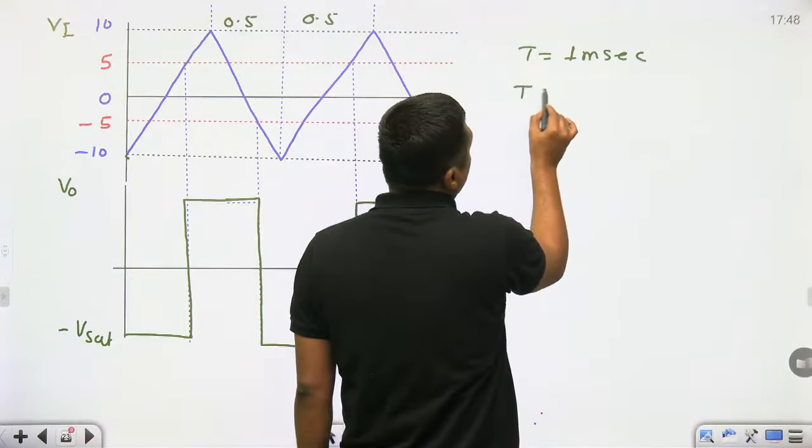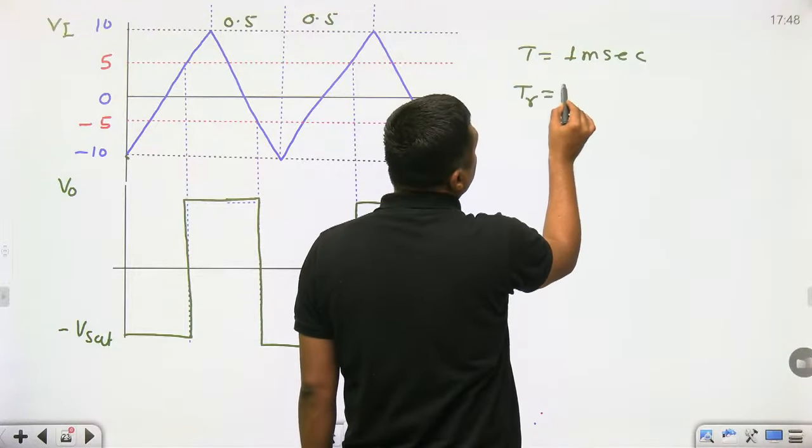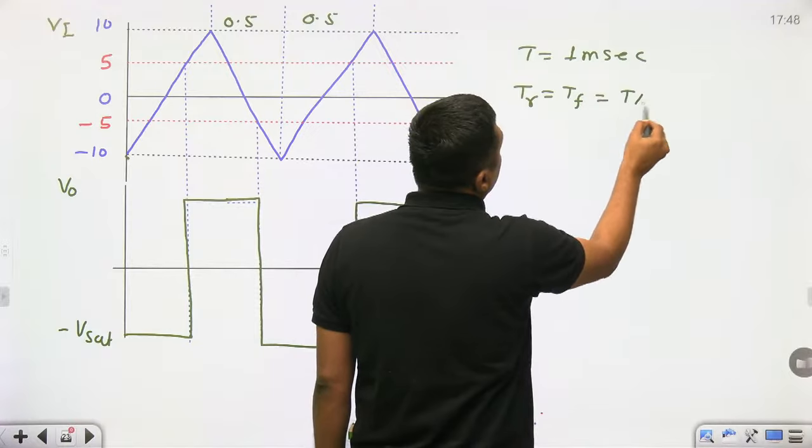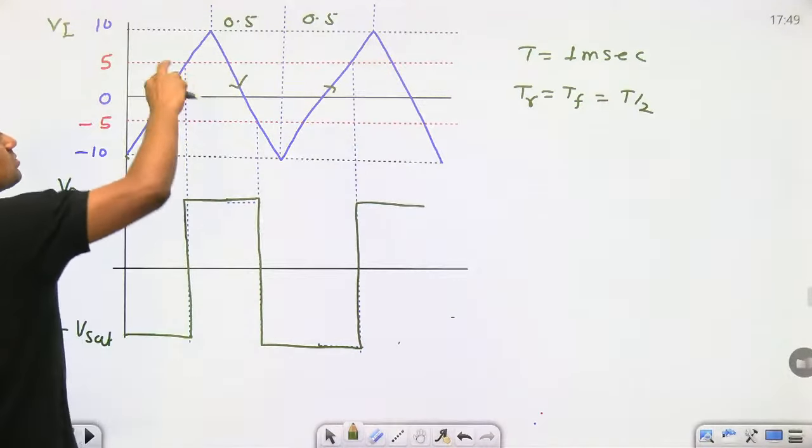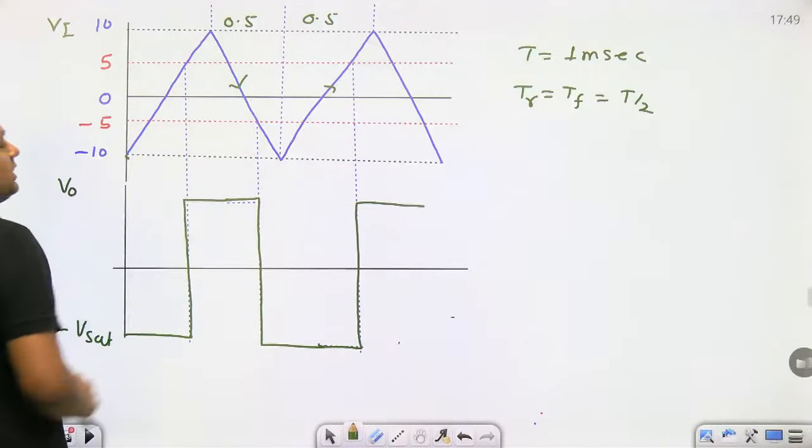So what is the rise time and fall time? Half of that. Rise time means the triangular wave will rise, here it will fall. So this is called rise time and fall time. Both are equal, symmetrical triangular wave.